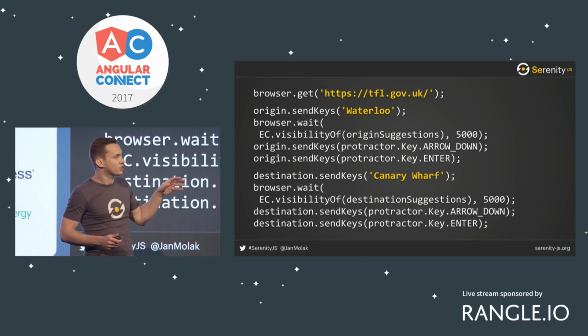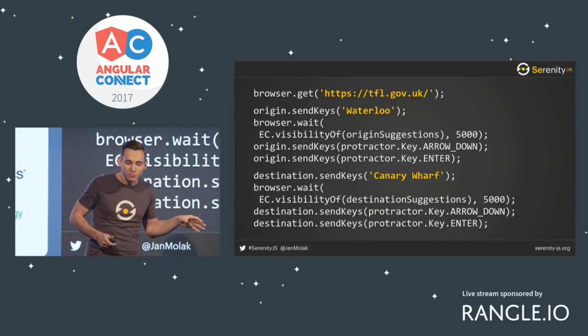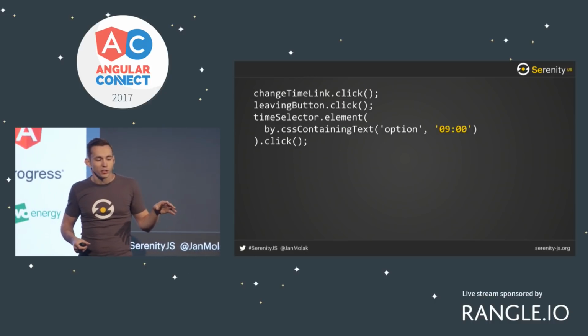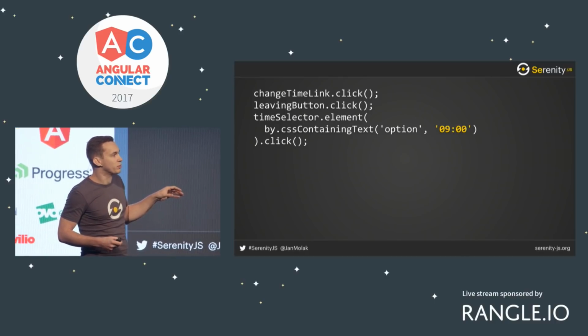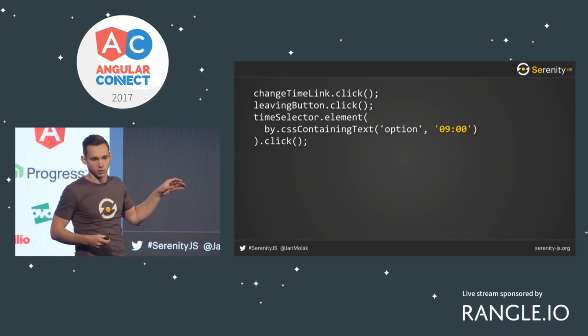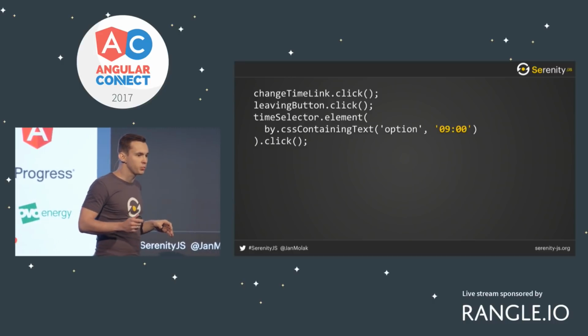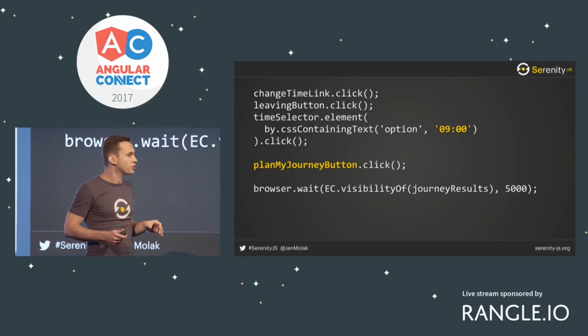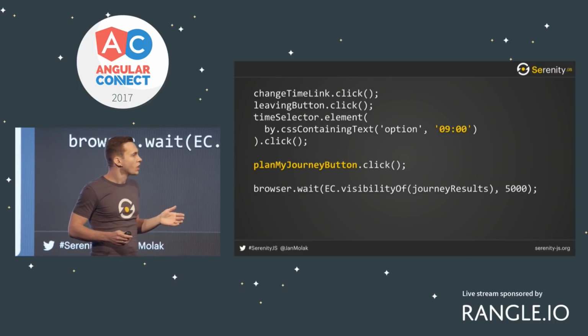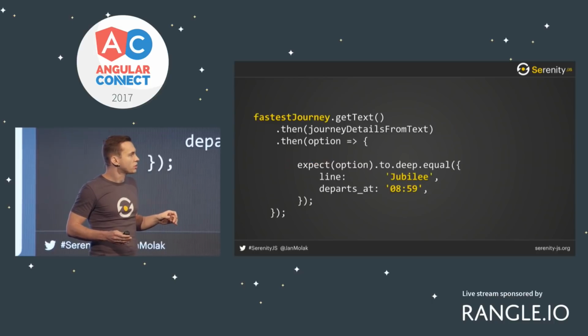And hopefully me saying that we have to copy and paste some stuff should already make the alarm bells in your head go off. Then we can do the change time link click, we can do the leaving button click, and we can do the time selector element by CSS containing text, option click. So that's what those tests typically look like. They're repetitive, they're boring, and it's very difficult to figure out what they're all about. And to put a cherry on top of that, let's finish with this lovely assertion that verifies that we can see the correct journey.